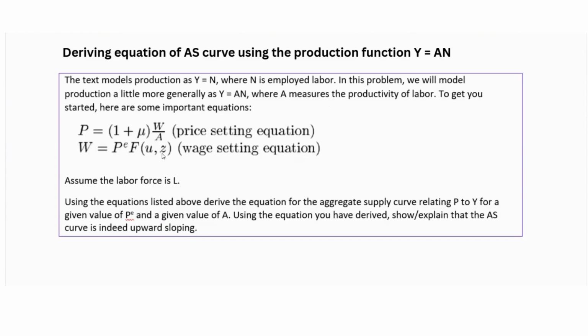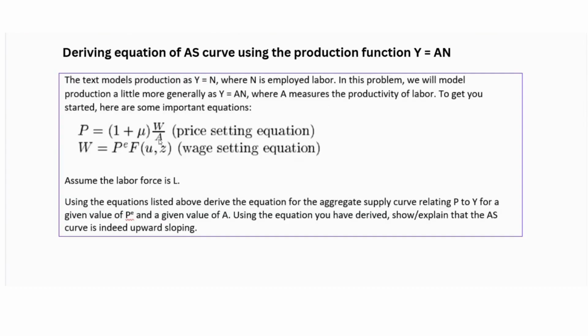As for the PS equation, notice that it's different from the one in the text. In the text, when we had the production function Y = N, the PS equation was P = (1 + μ)W. But here, notice the PS equation also has the A that appears in the production function. This is because the PS equation is derived from the production function.